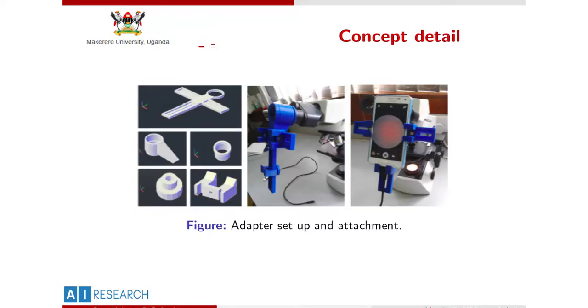The adapter is what you're seeing right here, and that is the setup that we came up with. It has an attachment that allows almost every type of phone to be slotted into it, so long as you align the smartphone with the focal point of the lens, then you can clearly see the pathogens through the smartphone.